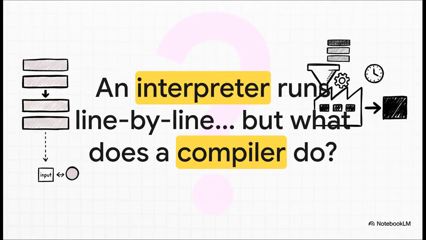Okay, so we've totally unpacked how an interpreter works, right? It runs our code on the fly, piece by piece. But here's the thing. That's only half the story. There's this whole other approach called compiling, and it's a completely different way of thinking. So that leaves us with a pretty big question. What exactly does a compiler do differently, and why do so many of the world's fastest programs depend on it? Well, that's a journey for another day.